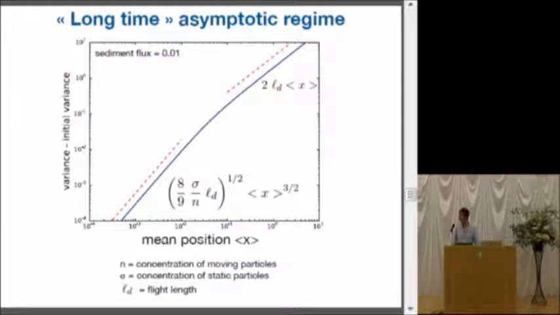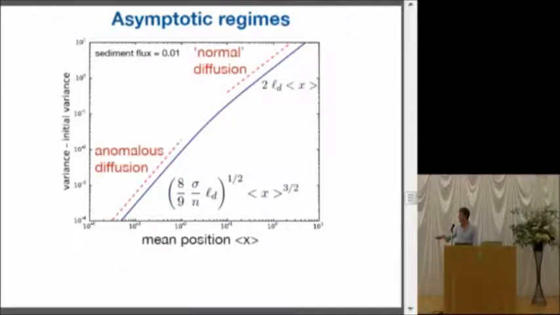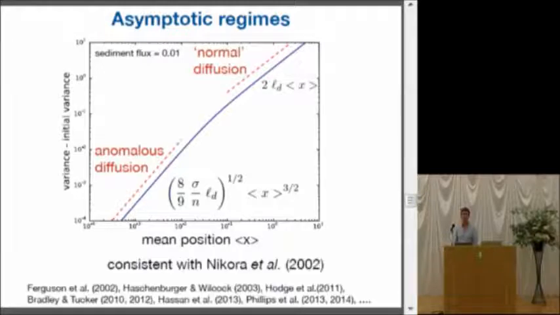Now, the interesting point is that the short-time regime actually corresponds to a regime in which the plume, the mass of tracers, spreads following an anomalous diffusion behavior. Whereas in the long-time regime, let's say the mass of tracers spreads according to a normal diffusion process. And this crossover is somehow consistent with the conceptual model that was proposed by Nikora and his collaborators in 2002. We do observe a crossover between two different behaviors.